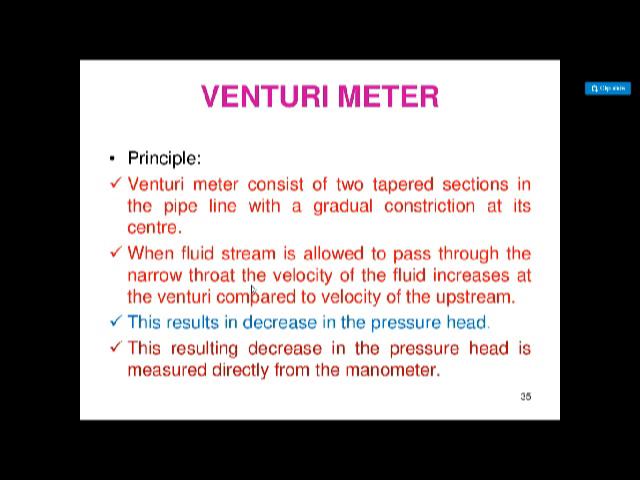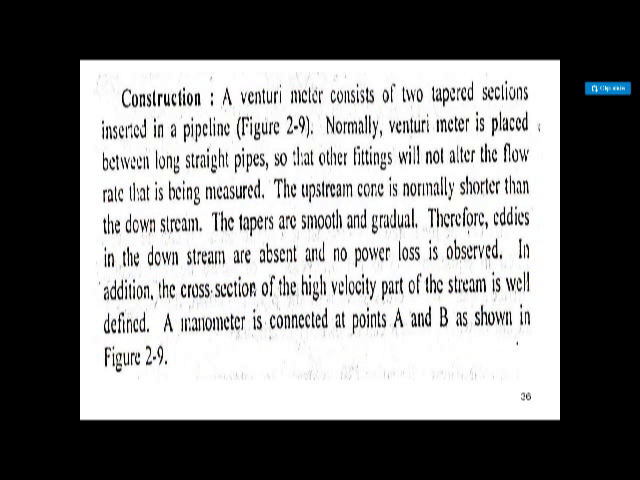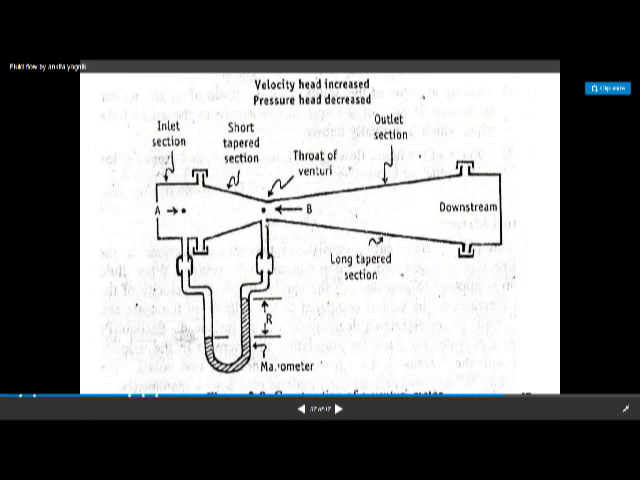Instead of the small orifice, here the constriction is quite larger. Now see, the construction consists of two tapered sections. You can see in this diagram, this is the upstream, this is the downstream. यहाँ पे orifice जो small था, यहाँ पे now this is called the throat of Venturi. The constricted area is called the throat of Venturi, and the manometer is attached between the upstream and the throat of the Venturi, between these two points.